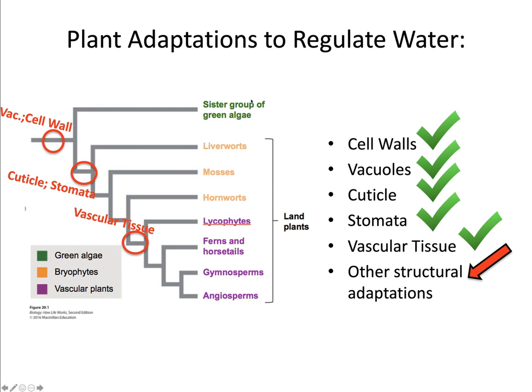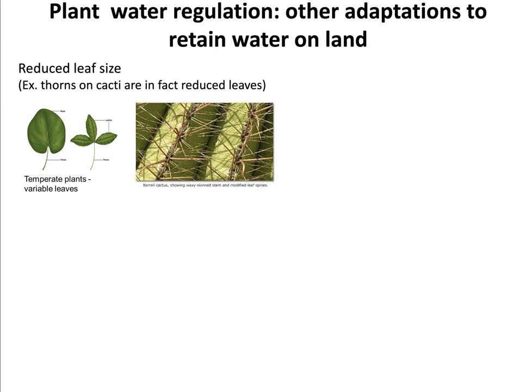So the last thing that I want to touch on, so at this point we've talked about some of these major adaptations that plants have to osmoregulate. We talked about a vacuole and a cell wall. We've talked about a cuticle and a stomata that are unique to the land plants. And then we've talked about vascular tissue that's unique to these vascular plants. So lastly, I want to talk about some other structural adaptations that plants have evolved to reduce water loss and deal with osmoregulation. One of these major adaptations is just reduced leaf size.